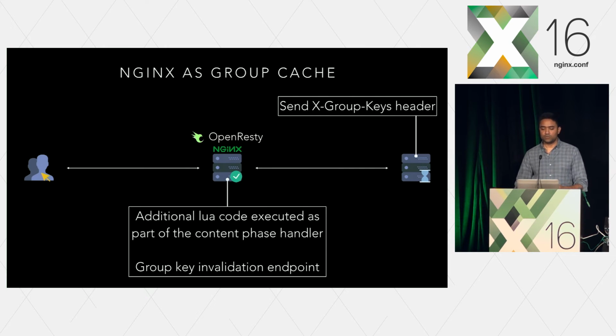And the two things that we needed were, we needed the origin to send a header called X-Group-Keys, which tells the cache what keys made up the response. So that way, as the cache fills up, you kind of have the keys overlapping and you in some way group them. You can think of it similar to how you tag blog posts or put them in categories. It's a similar concept. And the other part we needed was in the caching server itself, we needed additional logic in the content phase handler, which we'll get into in a bit. And the other one was an invalidation endpoint that could invalidate groups.